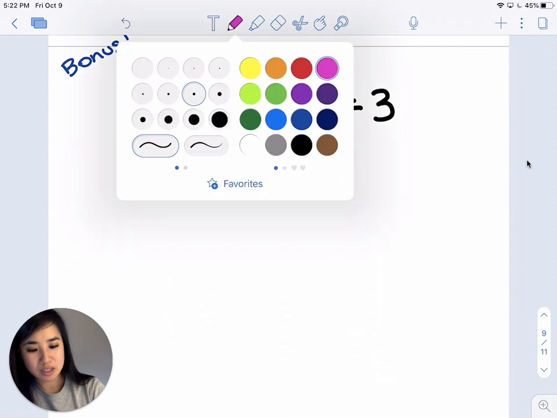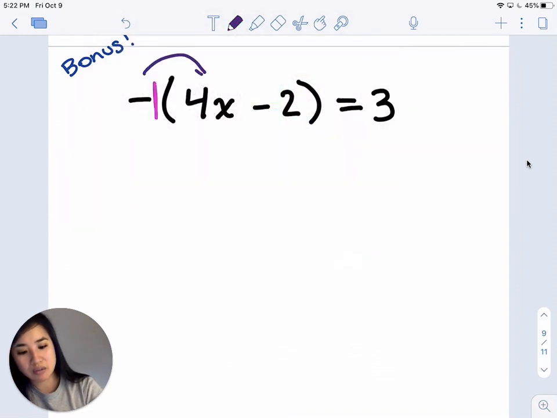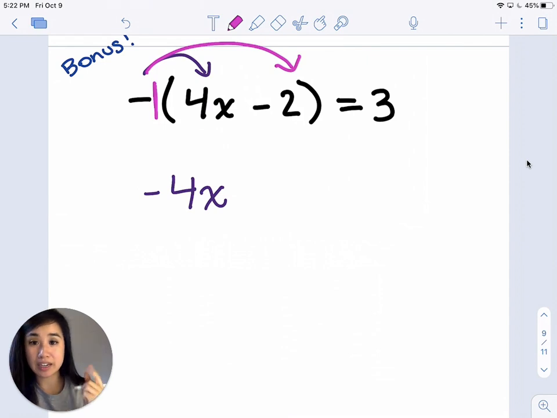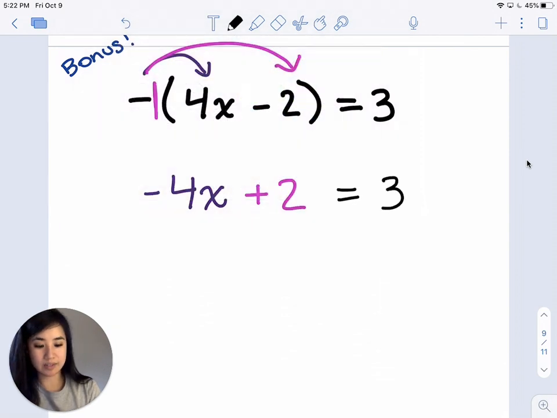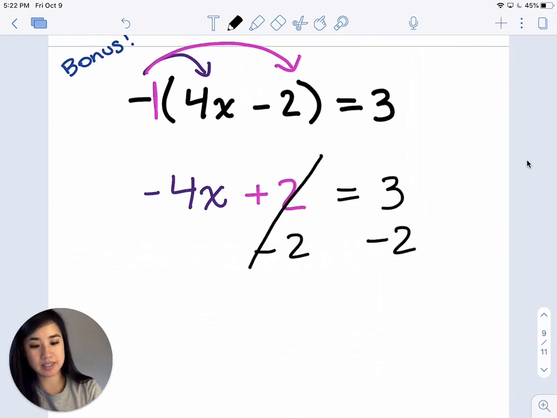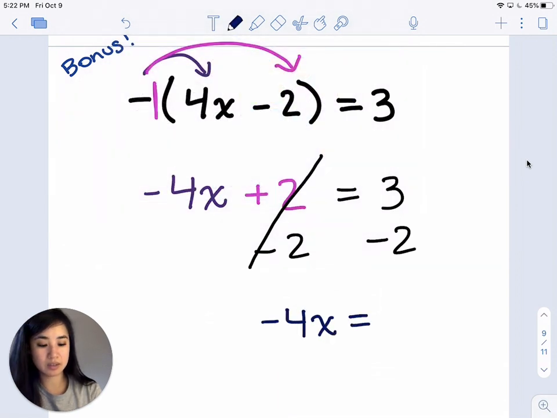So let's go ahead and distribute that negative 1 to the 4x. Negative 1 times 4x is going to be negative 4x. And negative 1 times negative 2 is going to give me a positive number. It's going to be plus 2. I've distributed the term, so now I'm just going to write down the rest of the equation. Negative 4x plus 2 equals 3. Subtract 2 from both sides. We'll cancel out that positive 2. Let's bring down our negative 4x equals 3 minus 2 is 1.